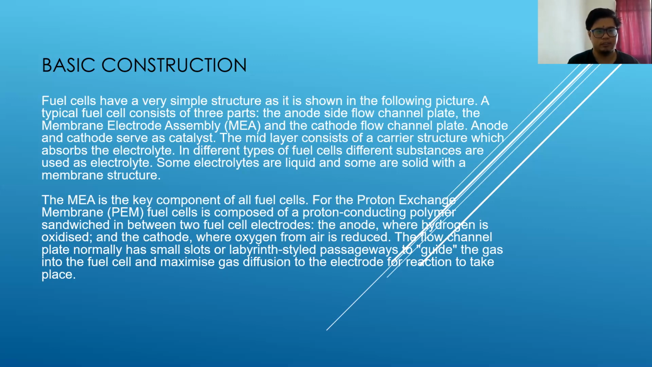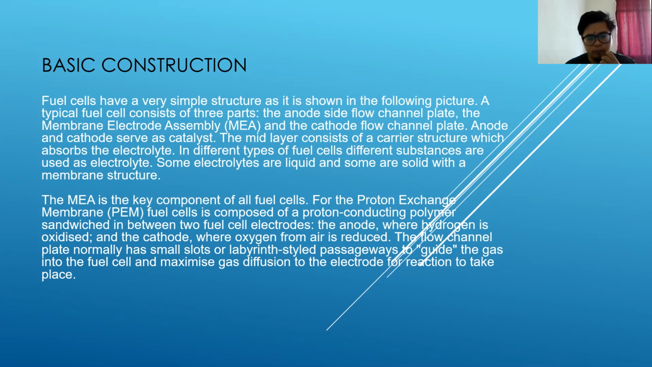So the basic construction of a fuel cell has a very simple structure, as is shown in the following pictures. A typical fuel cell consists of three parts: the anode flow channel plate, the membrane electrode assembly (MEA), and the cathode flow channel plate. Anode and cathode serve as catalysts. The middle layer consists of a carrier structure which absorbs the electrolyte. In different types of fuel cells, different substances are used as electrolyte. Some electrolytes are liquid and some are solid with a membrane structure.